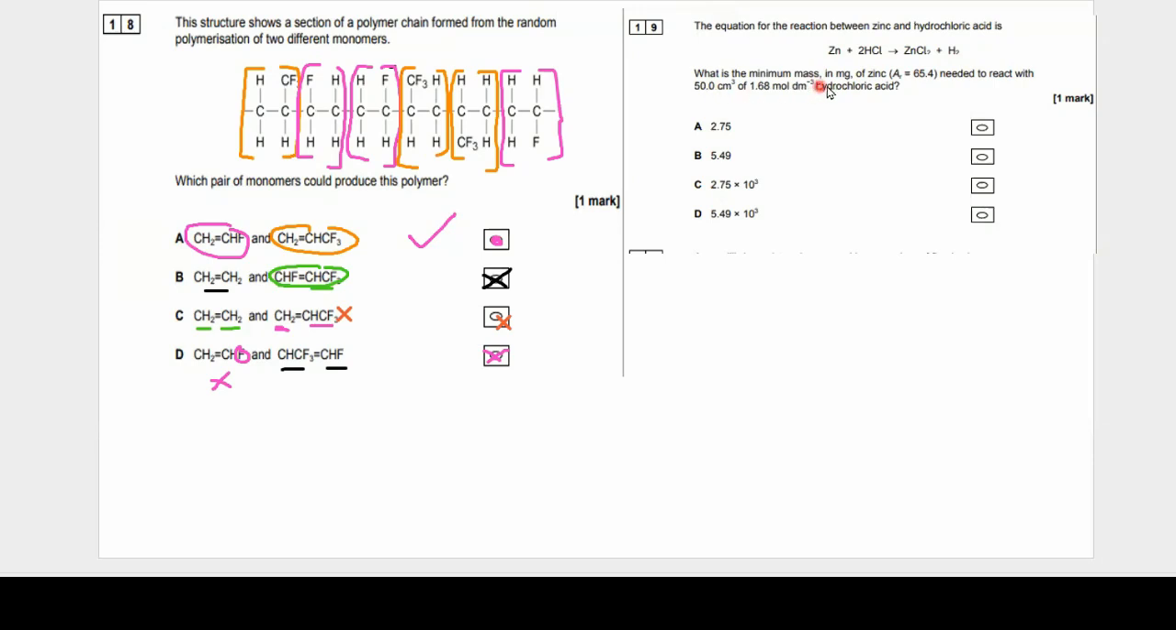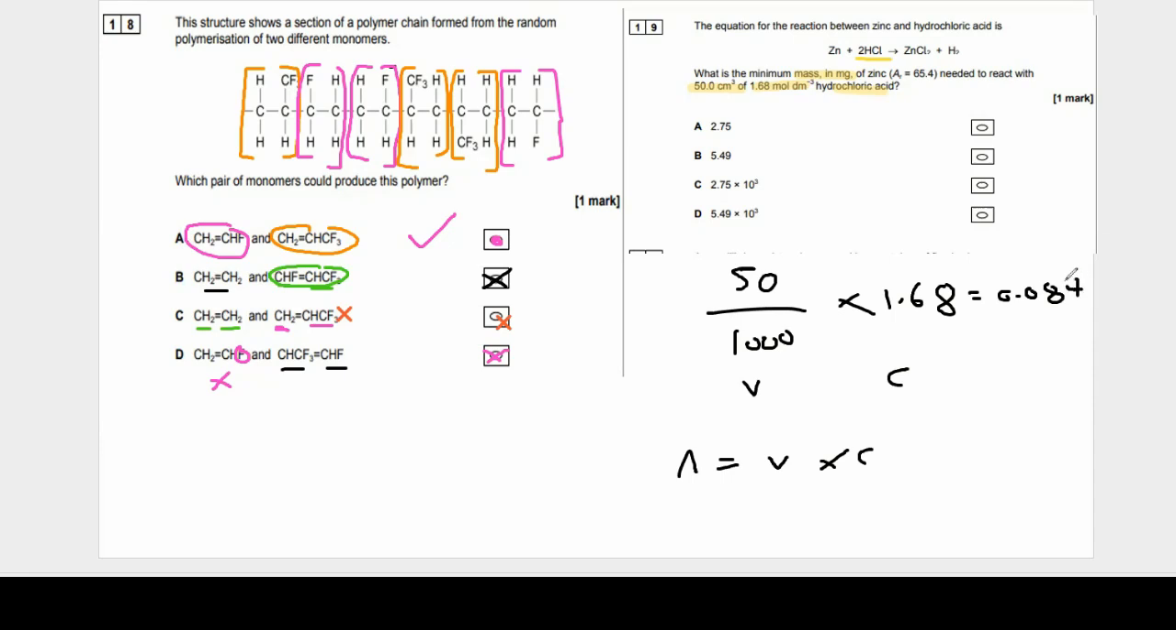19. The equation for the reaction between zinc and hydrochloric acid is Zn plus 2HCl goes to ZnCl2 plus H2. What is the minimum mass in milligrams of zinc, 65.4 Ar, needed to react with 50 centimeter cubed of 1.68 mole per decimeter cubed hydrochloric acid? So the first thing is we've been given the volume and concentration of the hydrochloric acid. So let's go ahead and work out the moles of hydrochloric acid we're dealing with. So 50 divided by 1,000 to get into decimeters cubed, times 1.68, because moles equals volume times concentration here. And we get 0.084 moles of HCl.